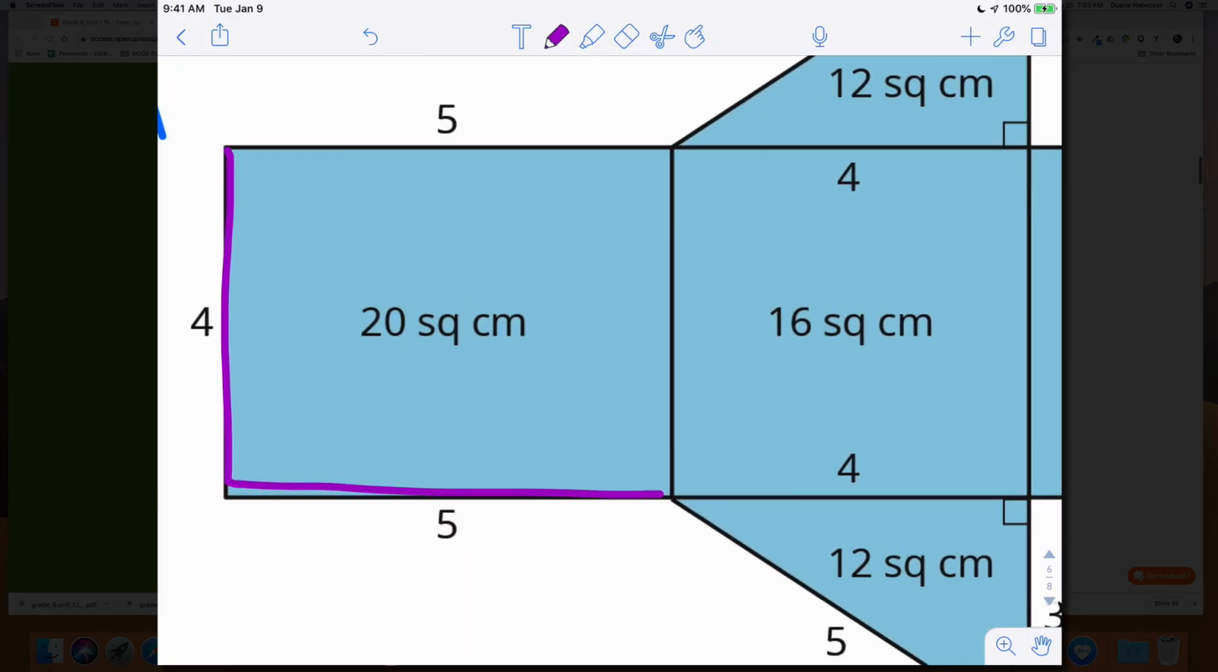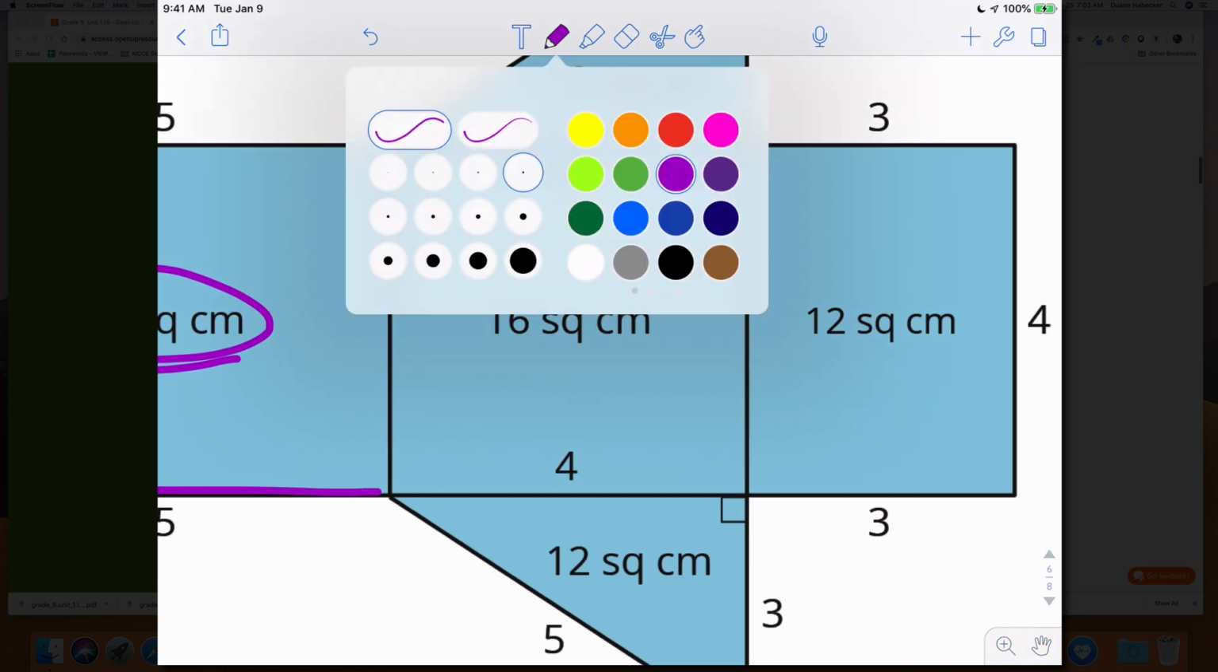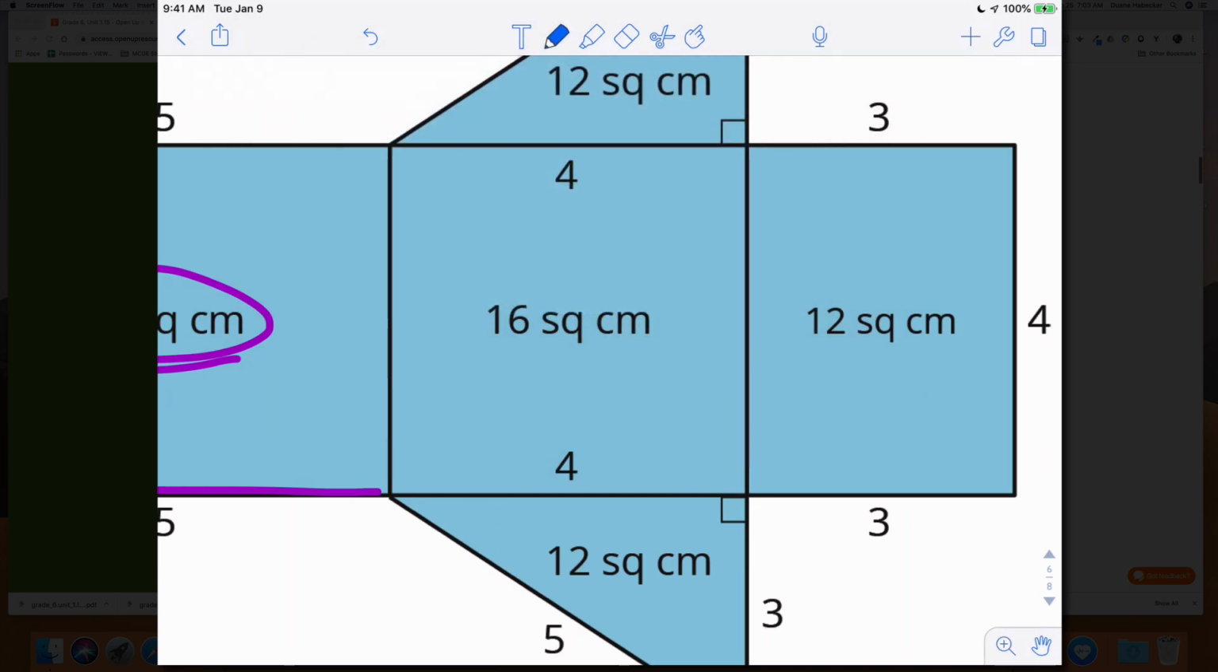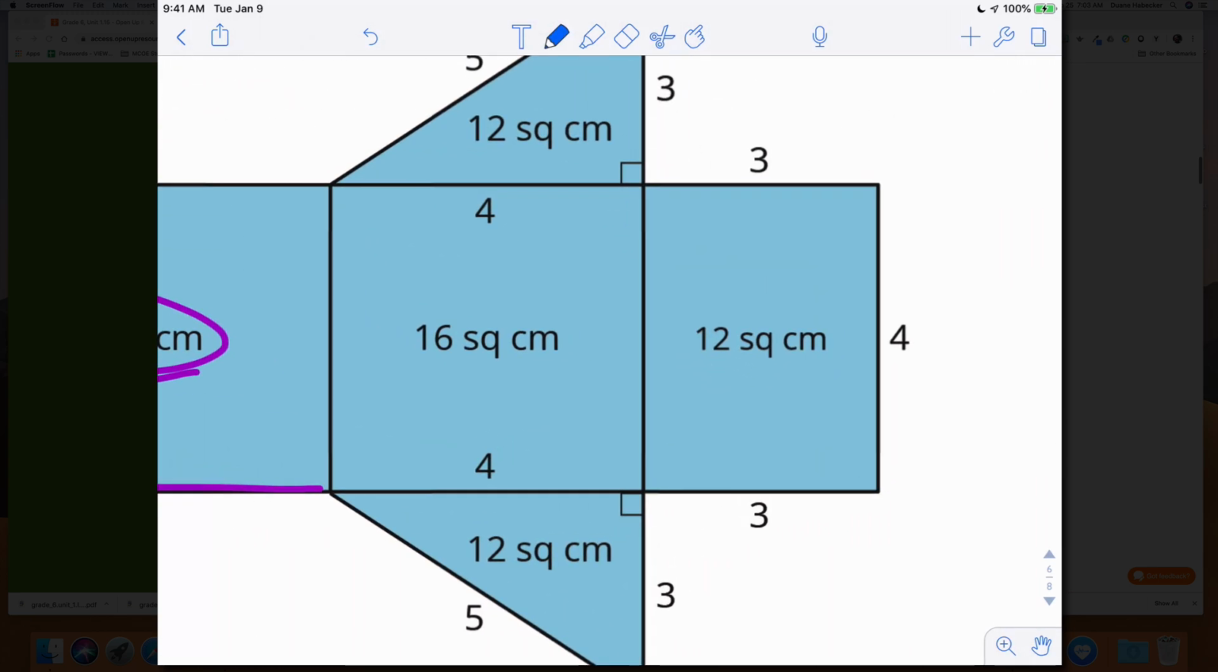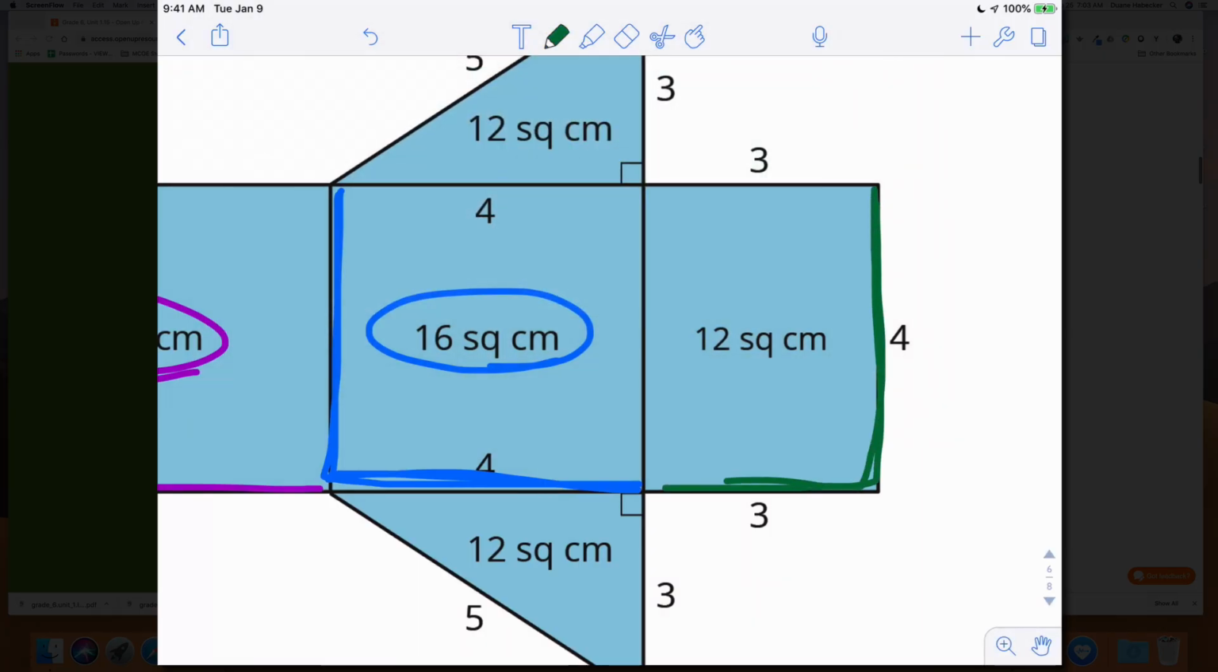So here we've got a 4 by 5 rectangle. 4 times 5 is 20 square centimeters. That checks out. Here we've got a 4 by 4 square. 4 times 4 is 16, so we have 16 square units. So far, everything seems to be checking out, huh? And then here we've got a 3 by 4 rectangle, so that's 12 square centimeters. So far, everything is checking out.